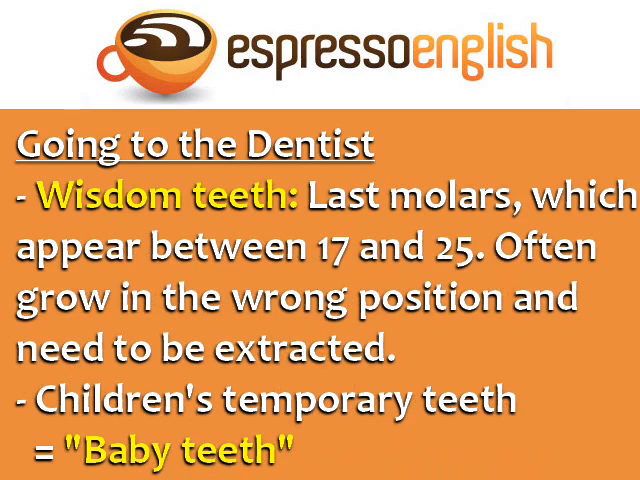Wisdom teeth are the final set of molars, which usually appear between the ages of 17 and 25. They often grow in the wrong position and need to be extracted. Children's teeth, which are temporary, are called baby teeth. They eventually fall out and are replaced by permanent teeth.